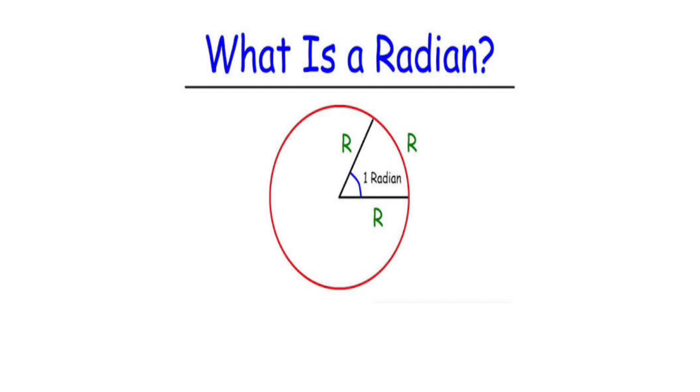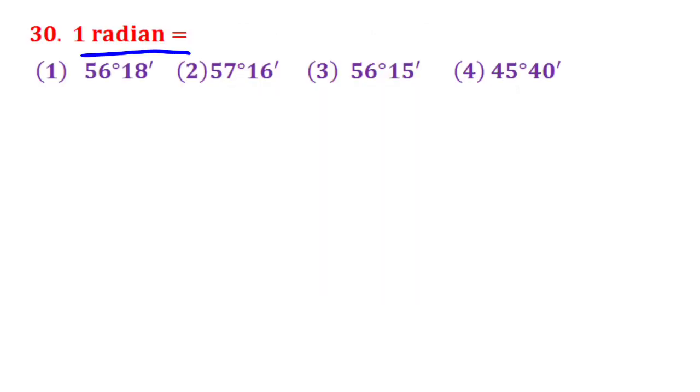In the diagram, this is the center, and these two are radii, and this is an arc. The center to the arc, both radii should be of equal length. Then the angle subtended by the arc at the center is called a radian. So the angle is a radian. The radian equals 57 degrees 16 minutes. So option 2 is correct. This question is available in the old maths textbook.